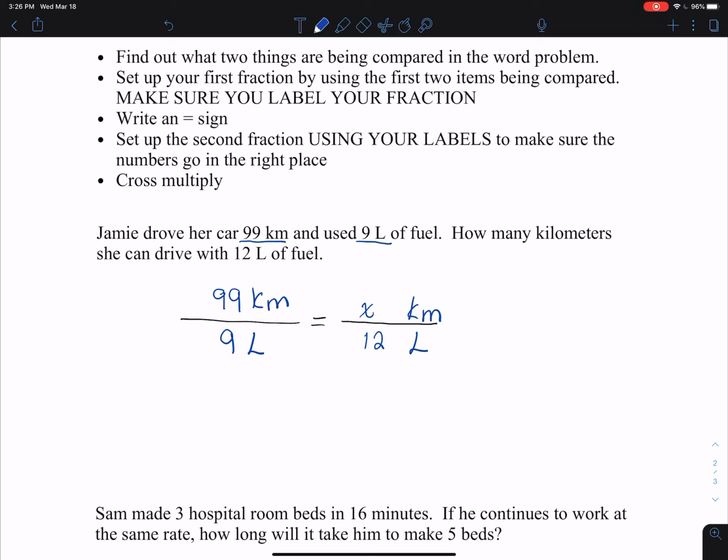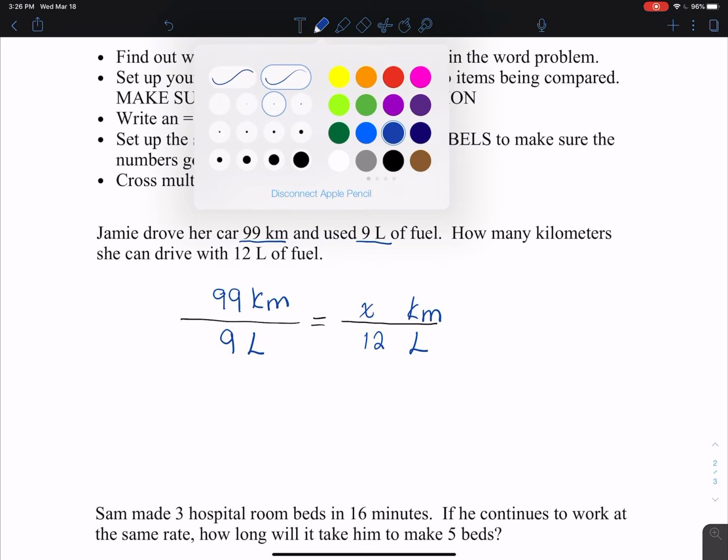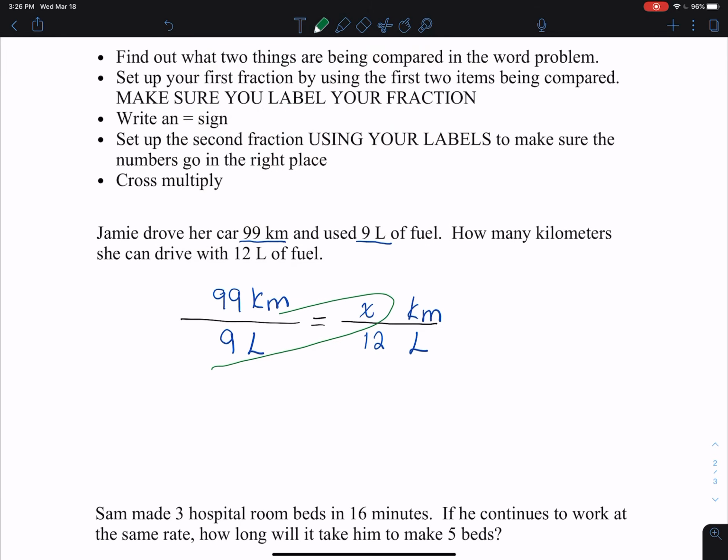Now that I have this proportion, I'm going to cross multiply to solve it. So I'm going to do 9 times x, which gives me 9x, and 99 times 12. That gives me 1,188. To get that x by itself, I need to undo multiplication with division. I'm going to divide by 9 and divide by 9. If I do that, that gives me 132 kilometers.